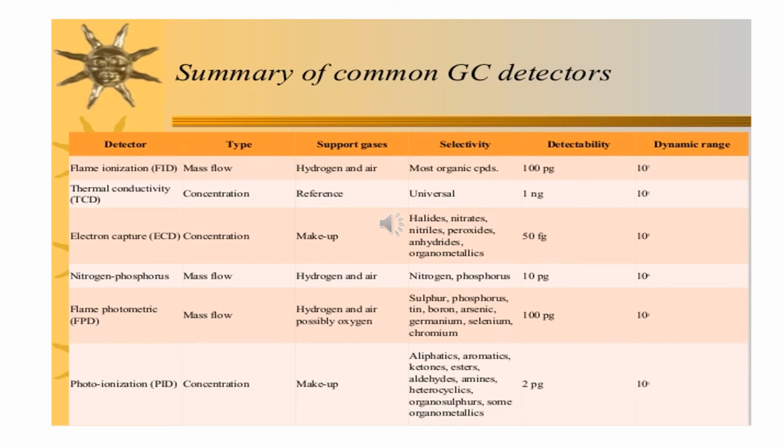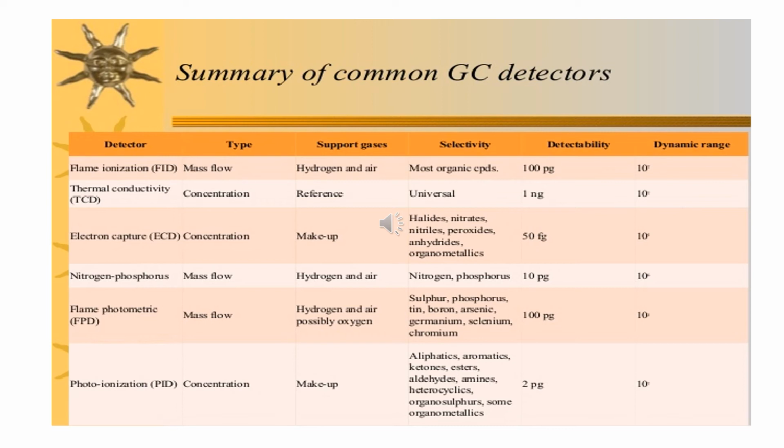Here is a summary of common GC detectors. Flame ionization: type mass flow, support gas hydrogen and air, selectivity most organic compounds, then detectability and dynamic range. Thermal conductivity detector: type concentration, support gas reference, selectivity universal. Then electron capture: concentration, support gas makeup, selectivity halides, nitrates, nitriles, peroxides, anhydrides, organometallics.